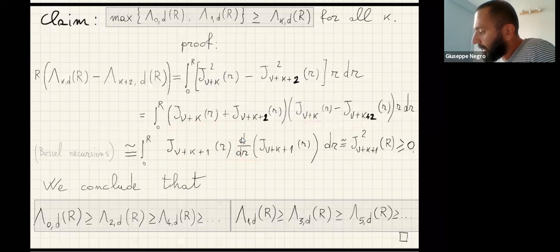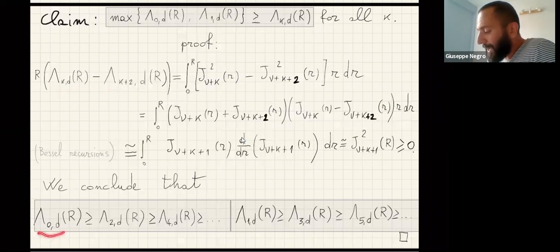And so you see that this integral is explicit because this is the derivative of the square of the Bessel function, forgetting about constants and all of that. And this being a square is not negative. So this means that lambda k is bigger than lambda k plus 2.